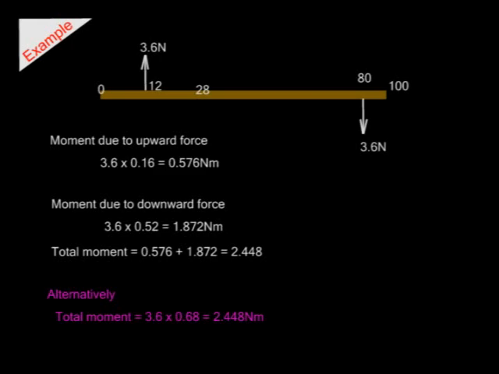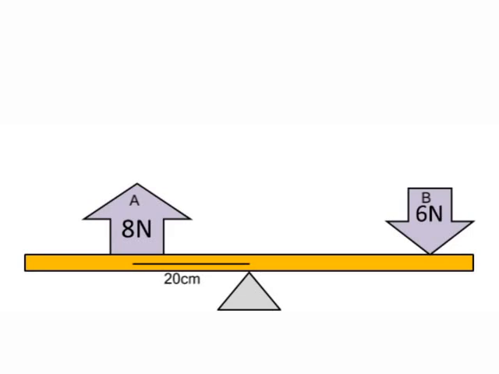Now, to end this, I'll leave you with this question. Look at that plank resting on a fulcrum. We have two weights that are balancing on it. The meter rule is suspended at the 50 centimeter mark. Now, assuming they are balancing, calculate how far the weight B is from the fulcrum.